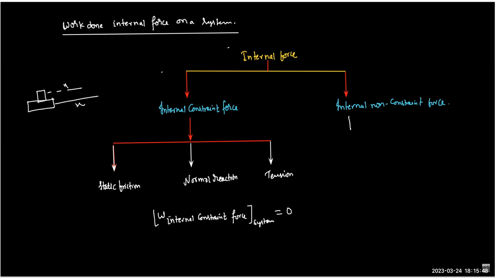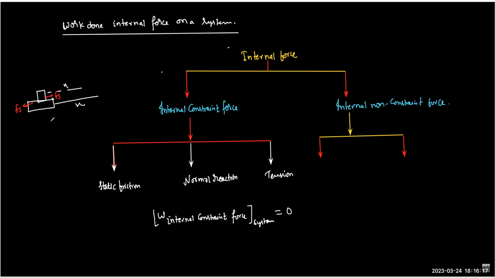Now, under the category of non-constraint force, you will also come across a situation. I'll just quickly draw it. So friction force on the block, if acting forward, will act on the lower block leftward. So you can see the friction work is positive for the upper block and negative for the lower block.